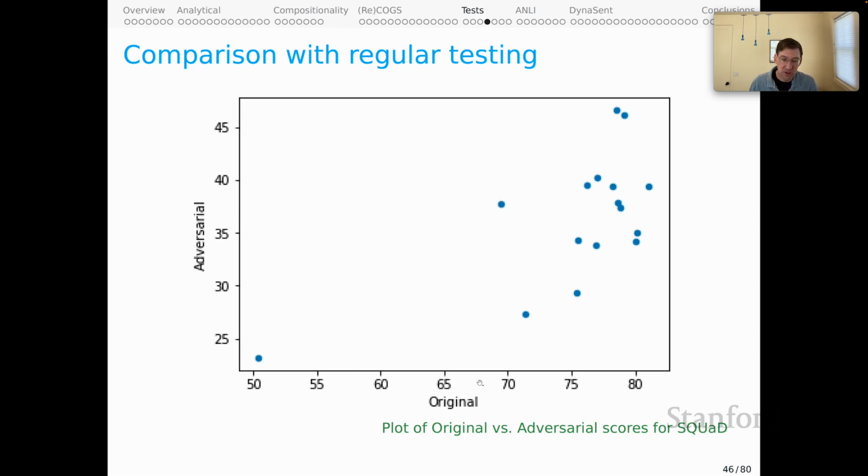I have original system performance along the x-axis, adversarial along the y-axis, and it's just a cloud of dots showing no evident correlation between the two. So this probably suggests that systems were kind of overfit to the original SQuAD problem, and they're dealing with this adversary in pretty chaotic ways. And that itself is worrisome.